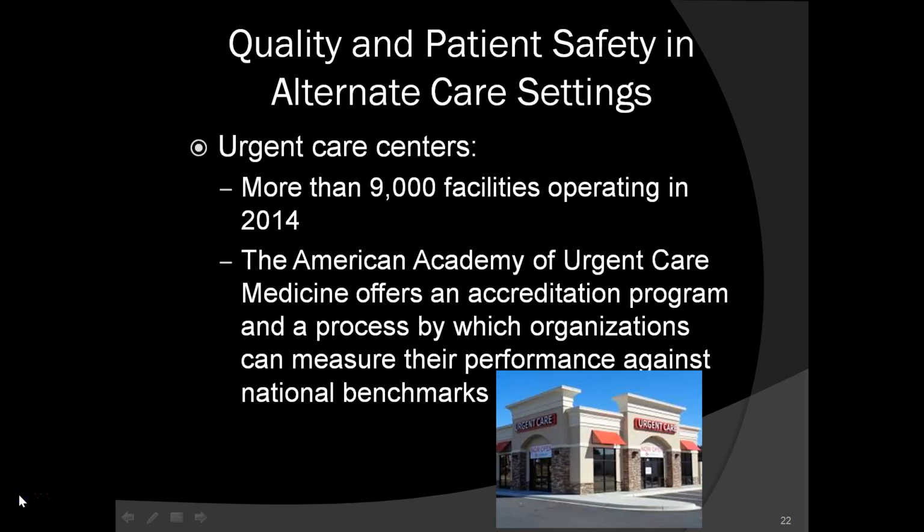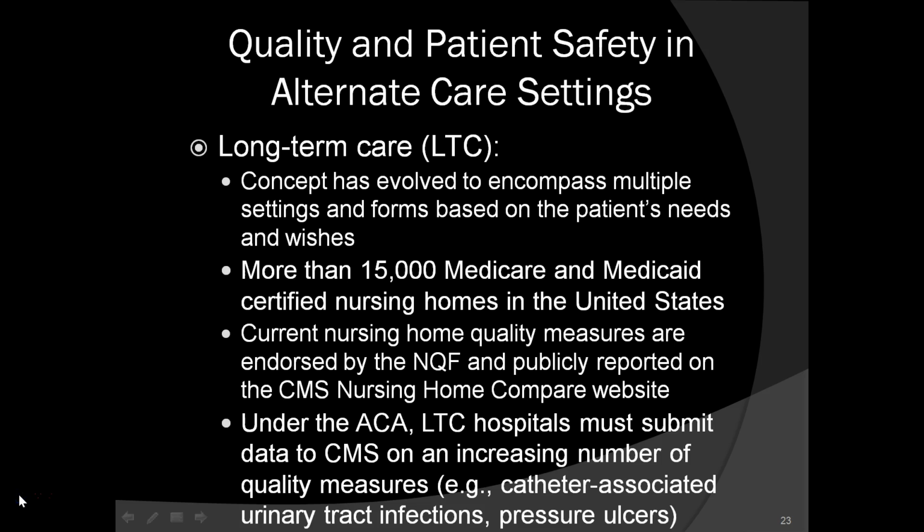Now, urgent care centers are another facility that's been popping up quite a bit lately. There were more than 9,000 facilities operating in 2014. The American Academy of Urgent Care Medicine offers an accreditation program and a process by which organizations can measure their performance against national benchmarks. So long-term care as a concept has now evolved to encompass multiple settings and forms based on the patient's needs and wishes. More than 15,000 Medicare and Medicaid certified nursing homes are in the United States. Current nursing home quality measures are endorsed by the NQF and publicly reported on the CMS Nursing Home Compare website.